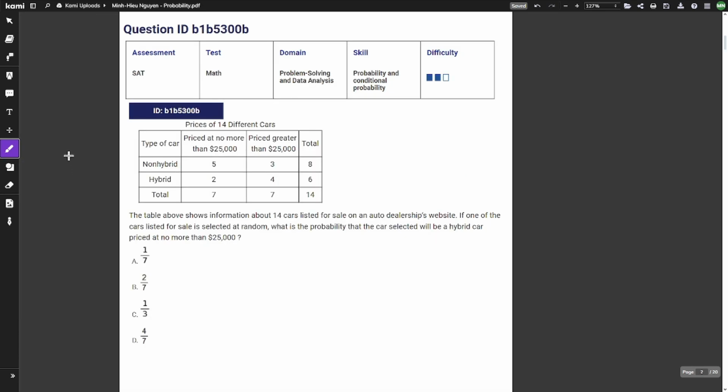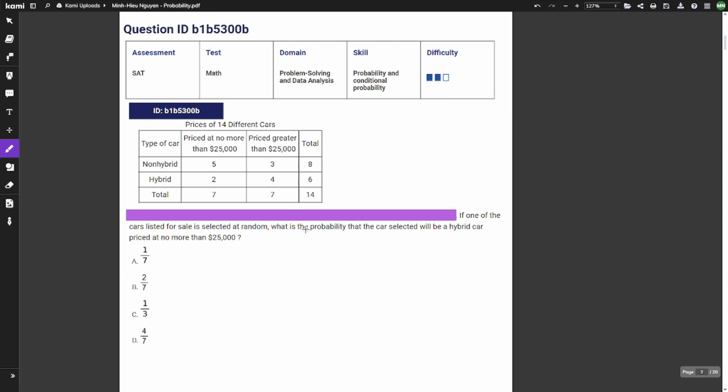Question number 2. The table above shows, I'm going to just stop right there. We don't care what it's describing about the table. I mean, we have our own eyes. We can see what the table is. So no need to be reading all of that. Let's move on to our actual question now. If one of the cars listed for sale is selected at random, what is the probability that the car selected will be a hybrid car priced at no more than $25,000?